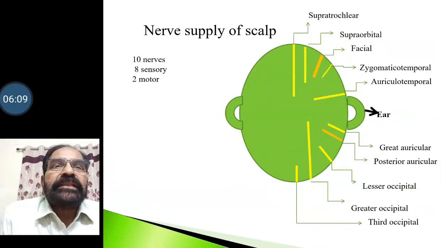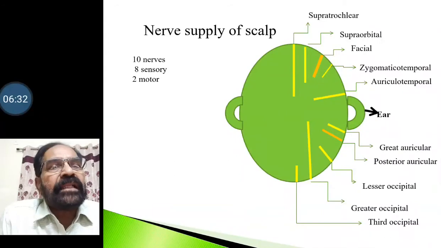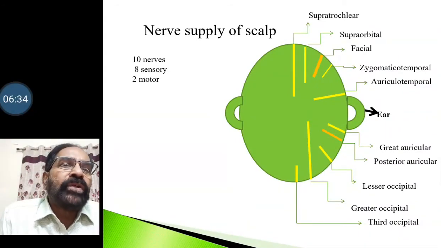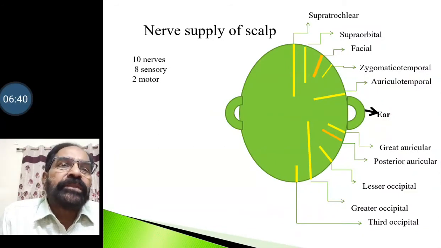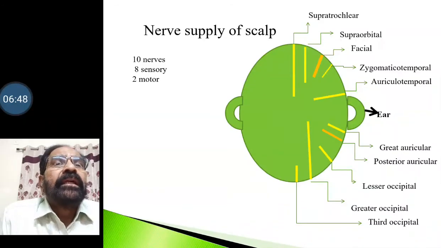Now we can see the nerve supply of the scalp. The scalp is supplied by 10 nerves in total: 8 are sensory and 2 are motor. There are 5 nerves in front of the ear and 5 nerves behind the ear. One is motor in front of the ear and there is also 1 motor nerve behind. The motor nerves supply the frontal bellies and occipital bellies. The occipital bellies are supplied by the posterior auricular nerve and the frontal bellies by temporal branches of the facial nerve.